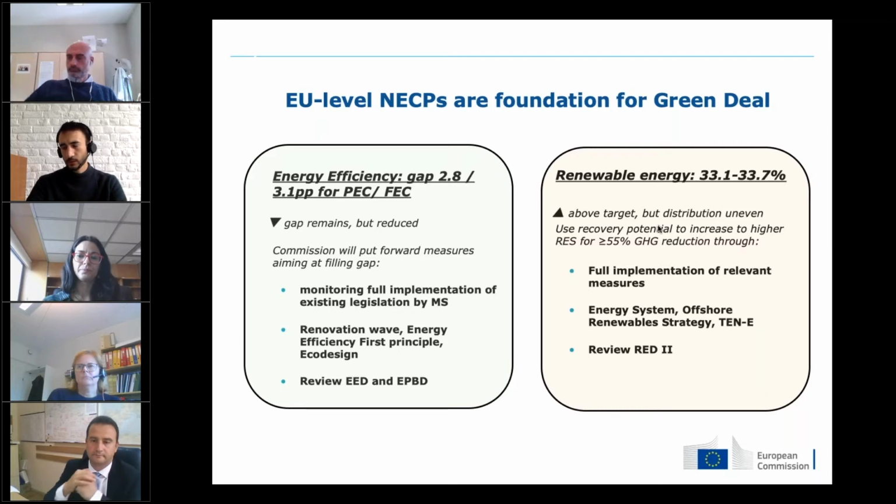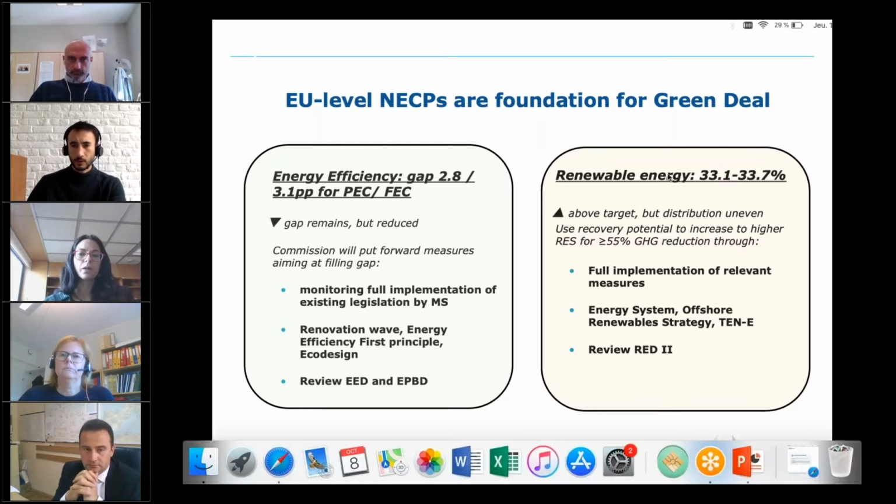I will pass quickly because time is flying, but very quickly on what we see in the final NECPs. For renewable energy, we achieve our target because we would reach between 33.1 and 33.7% of renewable energy in final gross energy consumption by 2030. So this is above our target, but for energy efficiency, we still have a gap. When you add up all the contributions by member states, you still see that there is a gap of around 3 percentage points for both primary and final energy consumption.